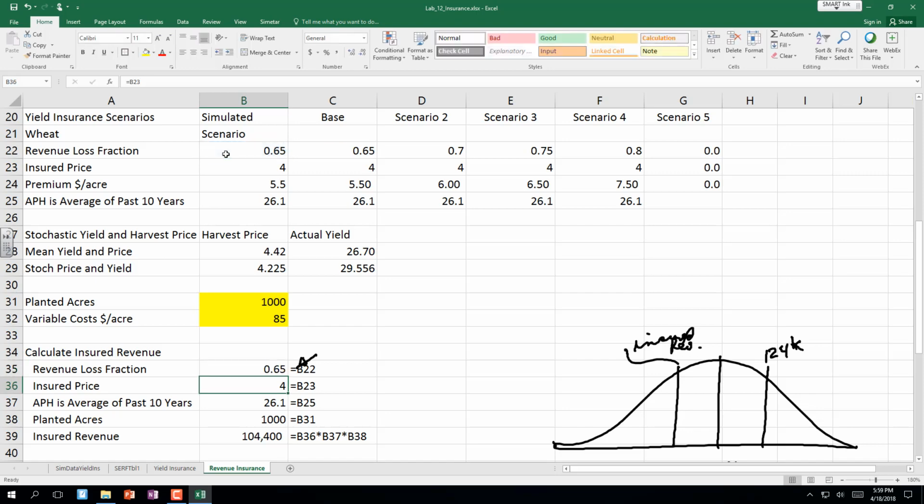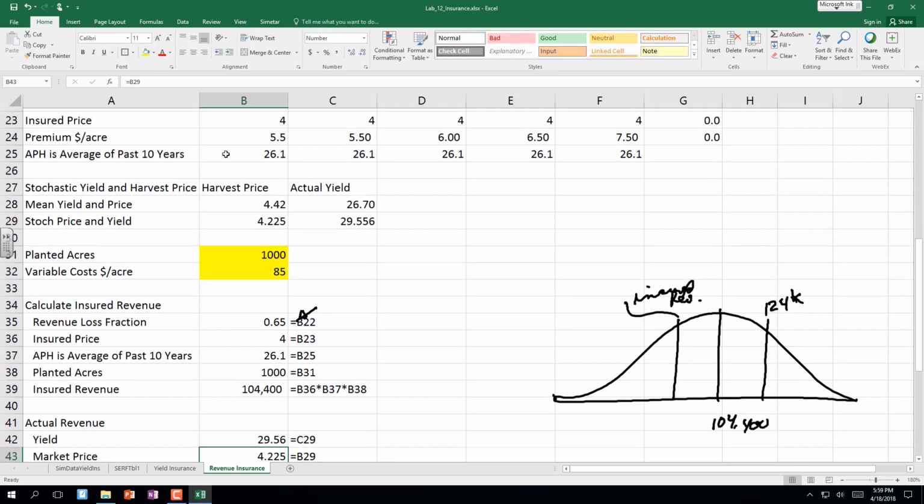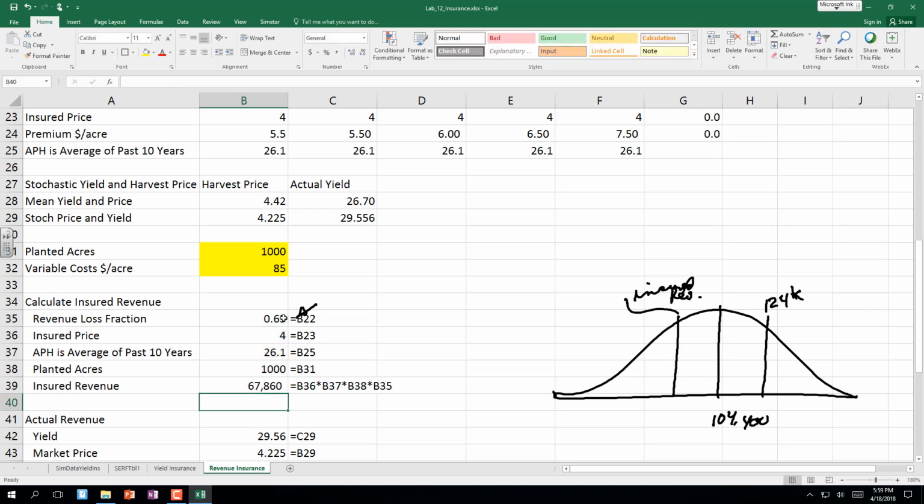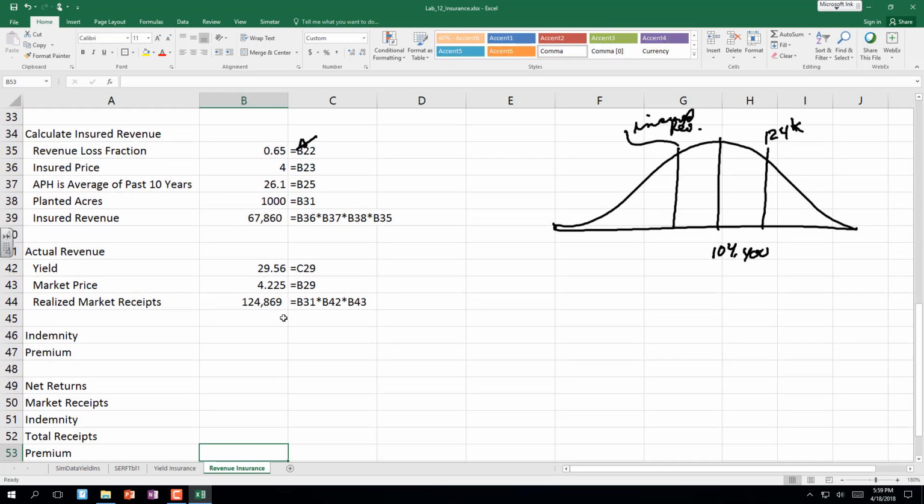Okay? Now, guess what? We're going to modify this formula here by multiplying by that 0.65. You can get in a hurry and forget something, and then it kind of dawns on you if you draw a picture of what you're supposed to be looking at. So my actual revenue is going to have to fall below 67,860 before I get an indemnity. Everyone see that? Okay, good.